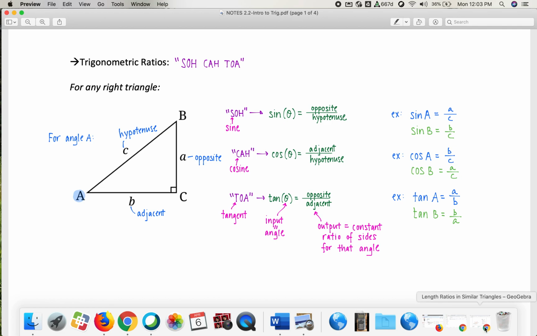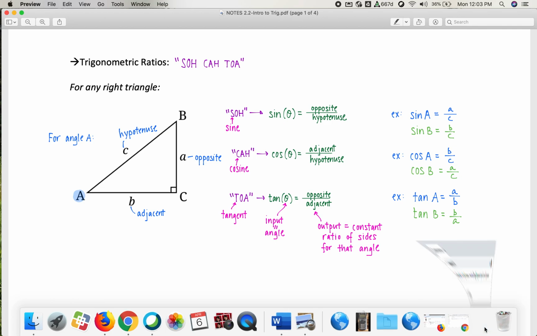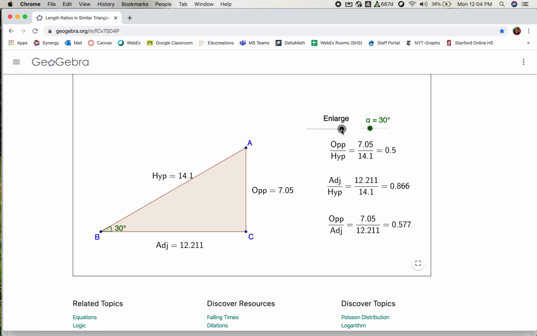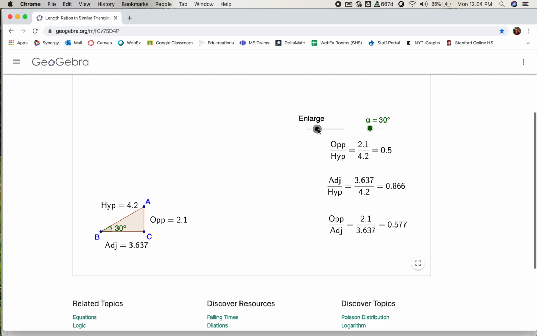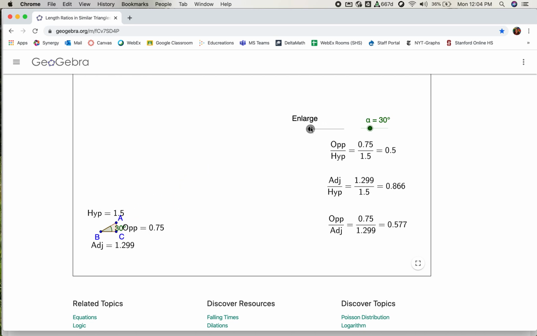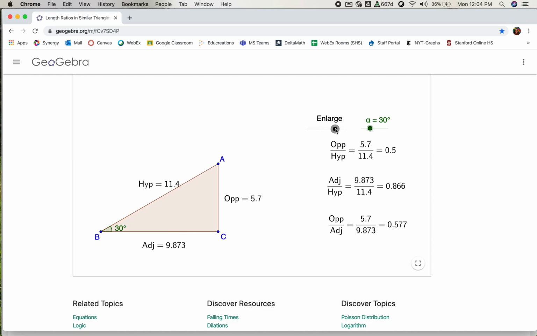So let me open this tool here. It actually turns out, if you think back to our explorations in the past about similar triangles, that one of the special traits that similar triangles have is that the ratio of sides is constant no matter how big or small the triangle. So for example, if I take this 30-degree angle, this triangle here that has a 30-degree angle, I can enlarge it and I can shrink it all I want. And look at those ratios over on the right-hand side of the page. They're not changing. It doesn't matter if the triangle is very small or if the triangle is very large.